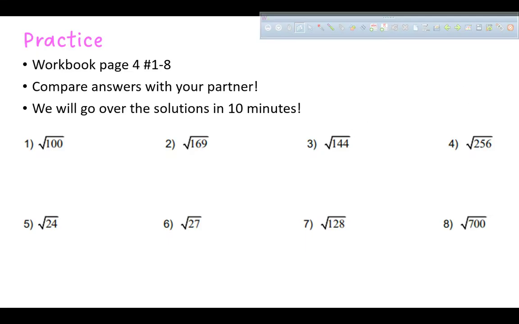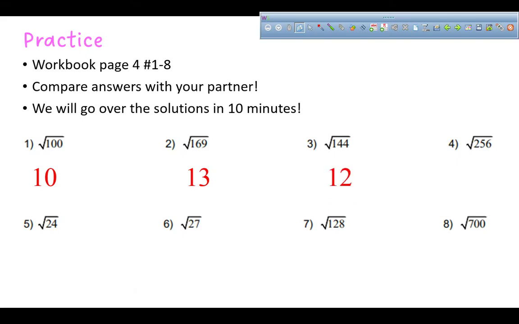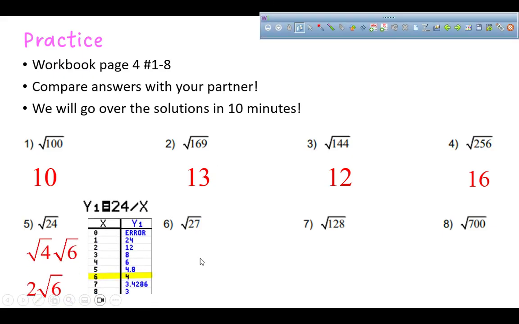All right, what's the square root of 100? 10. What about 169? What about 144? What about 256? All right, those were all whole numbers. You didn't have to do any work. All right. What perfect square went into 24? 4. Good. So 24 is going to be split up into 4 and 6. 4 being your perfect square.